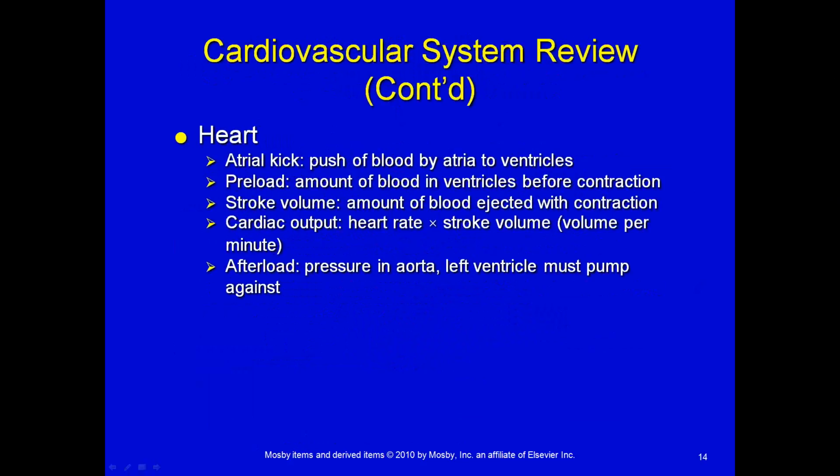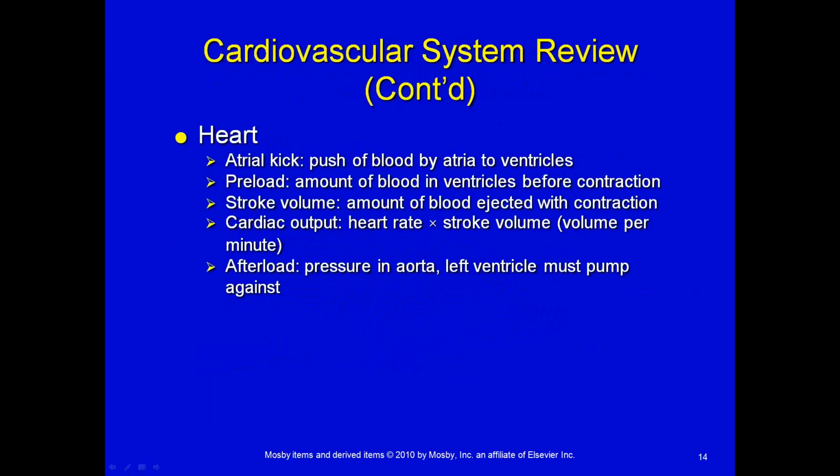There's something also about the heart. It's known as an atrial kick. And that's when the atria contract. By the atria contracting, they push blood into the ventricles, that last little bit of blood. When people are in a rhythm called atrial fibrillation, the atria fibrillate. So they don't squeeze hard. They don't contract. They just quiver.